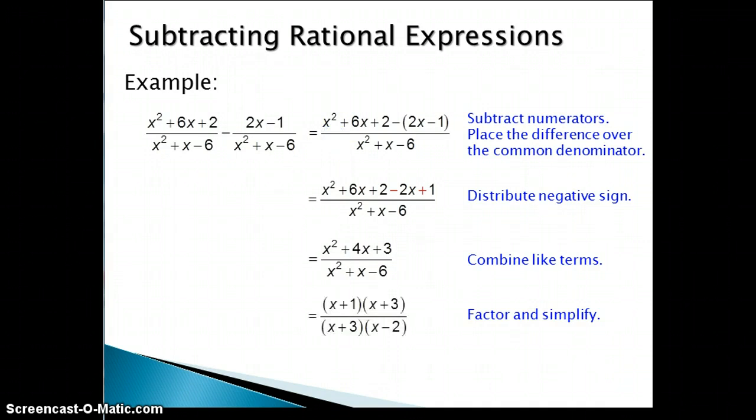So if we factor those, the top will factor into x plus 1 times x plus 3, and the denominator will factor into x plus 3 times x minus 2. Notice that we do have common factors of x plus 3 that can cross-cancel, which leaves us with x plus 1 over x minus 2.